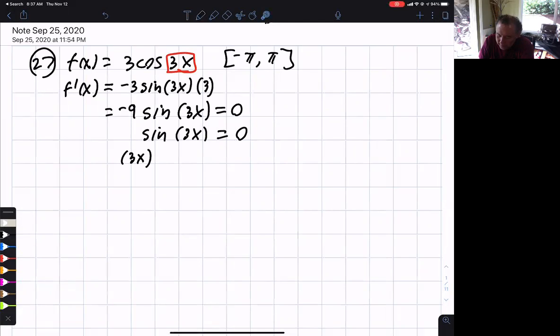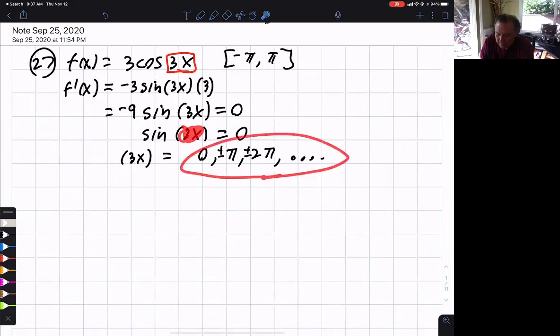Here's what you have to picture. Right here, what angles get 0? And this is where the unit circle comes into play. Your unit circle says at 0, pi, 2 pi, and on and on and on. But also backwards, so it's plus or minus these. You need to know what angles get you a sine of 0. All of these. But this angle here is actually 3x.